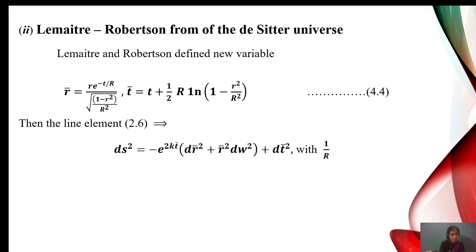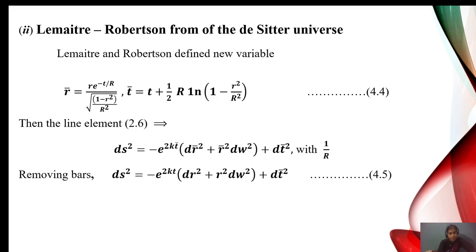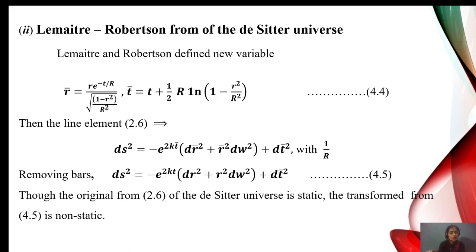Then the line element is dA square equals minus e to the power 2kt bar dr square plus r square dw square plus dt square. Then removing the bar in both equations, we get ds square equals minus e to the power 2kt dr square plus r square dw square plus dt square. The original form, equation 2.6, of the de Sitter universe is static. The transformation from equation 4.5 is non-static.